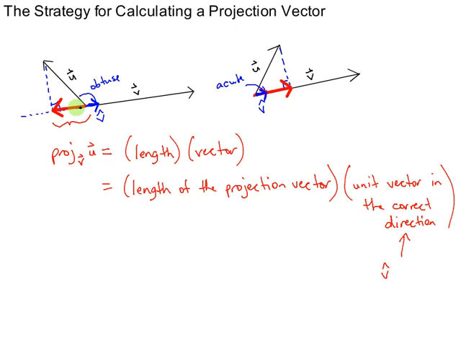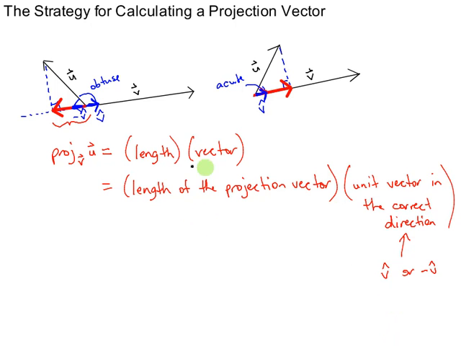So what I really need, let's change colors here, is the opposite of v hat, -1 times v hat. So the unit vector is going to be v hat if you want your projection to point in the same direction as v. It's going to be -1 times v hat if your projection points in the opposite direction.